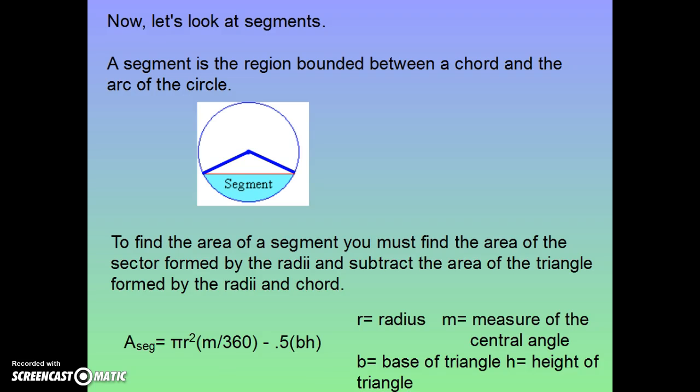Now let's go ahead and take a look at segments. A segment is the region bounded between a chord and the arc of the circle. To find the area of the segment, you must find the area of the sector formed by the radii and subtract the area of the triangle formed by the radius and the chord. So again, the area of the sector is going to be pi r squared times the measure of the central angle divided by 360, and the area of a triangle is 1/2 base times height.